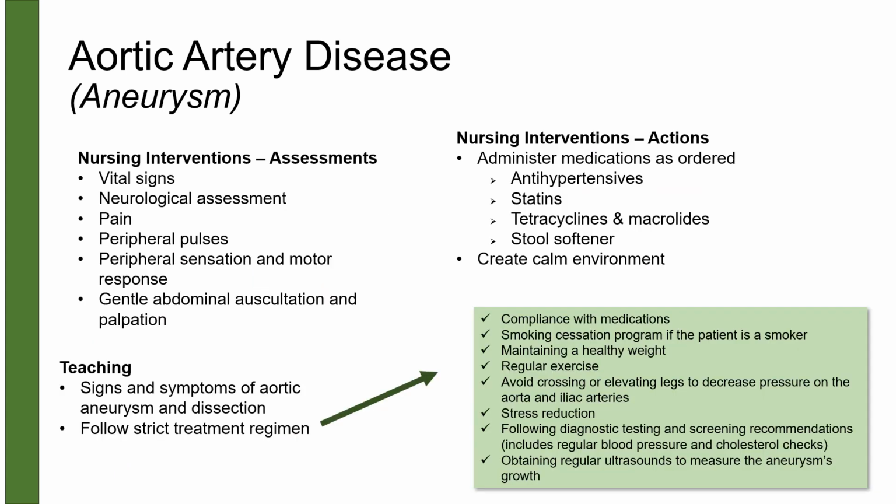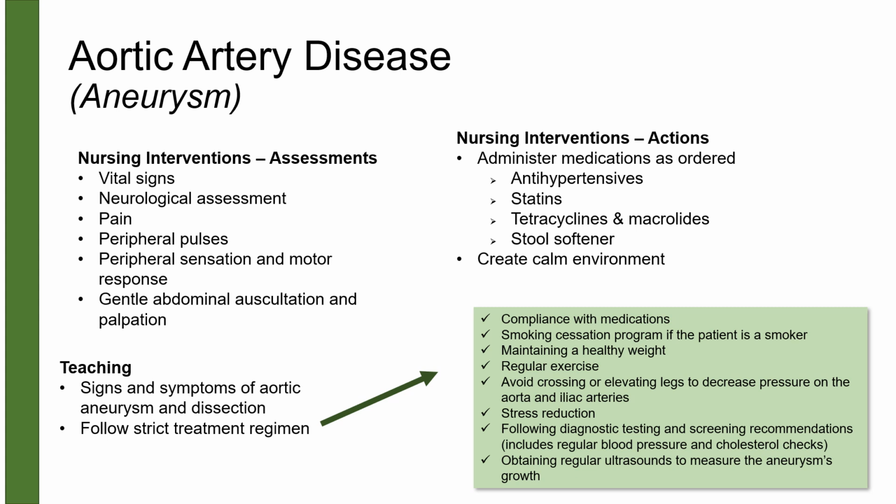Our assessments for aneurysms are going to include vital signs because heart rate and blood pressure can let us know if the patient has hypovolemia and maybe they're hemorrhaging inside. Neurological assessment because we want to ensure good blood flow to the brain. Pain, peripheral pulses, again, we're talking about our aorta, so we're talking about circulation. We also want to gently palpate and auscultate the abdomen, those vessels in the abdomen.